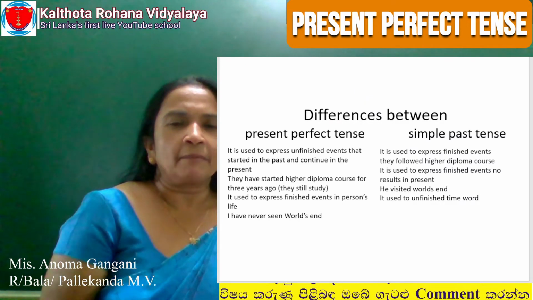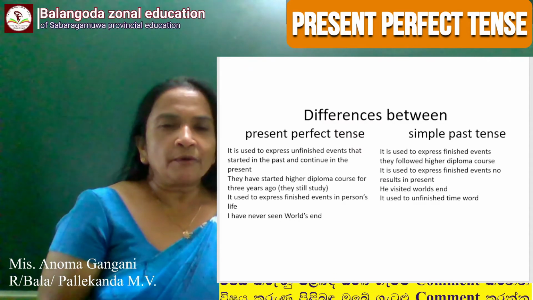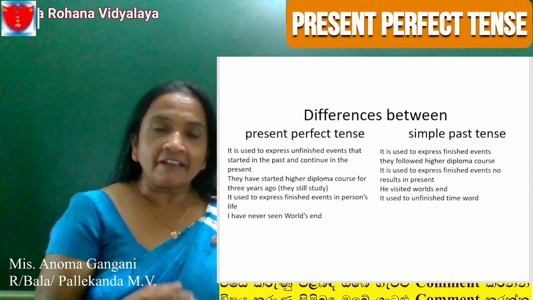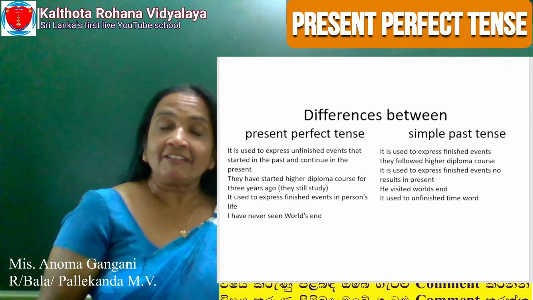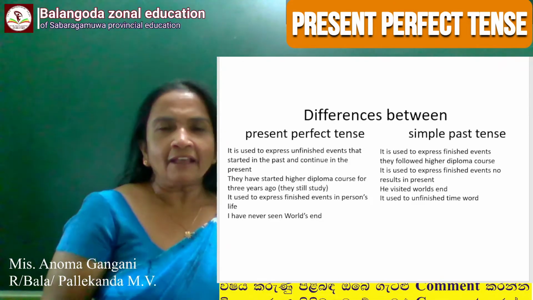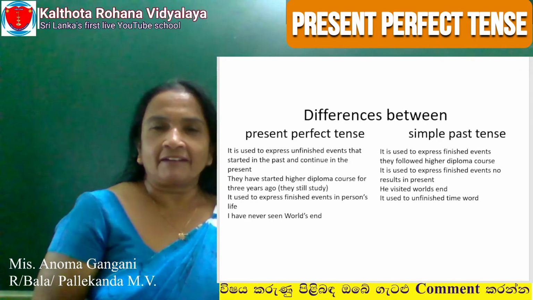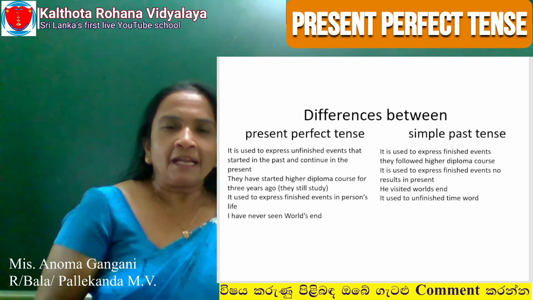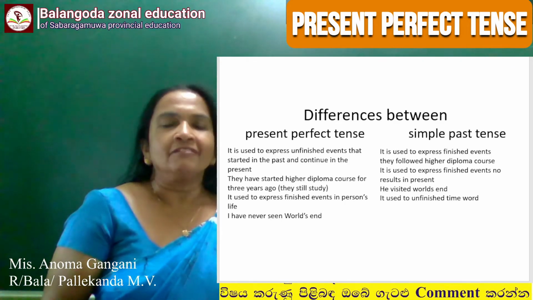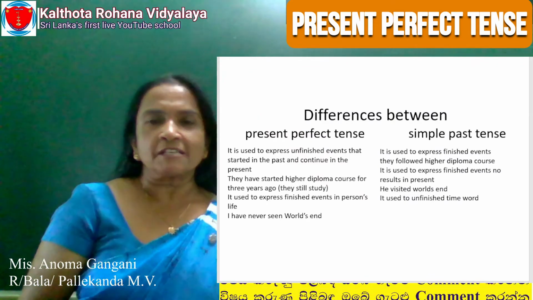This one example: I have never seen Walsen. What is meant by that? I have never seen Walsen. මම කවදාවත් Walsen එක බලලා නැහැ. එයාට continue වෙන්න පුළුවන් නේ. Then here, he visited Walsen. එයා Walsen එක බලලා තියෙනවා. It used to unfinished this word, right? This is the difference between the present perfect tense and simple past tense.